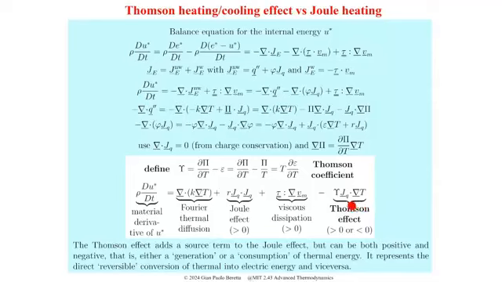You see, there is a scalar product of the electric current and the gradient in temperature. This can be of all signs, could be positive and negative.